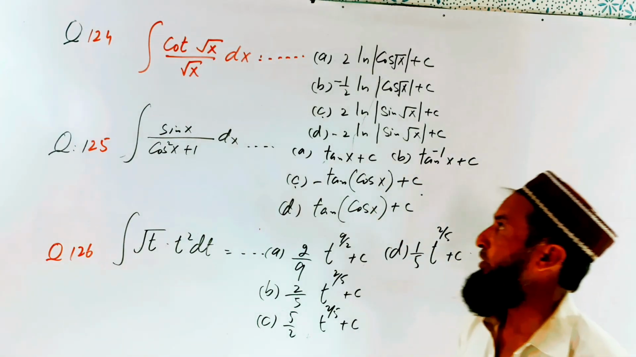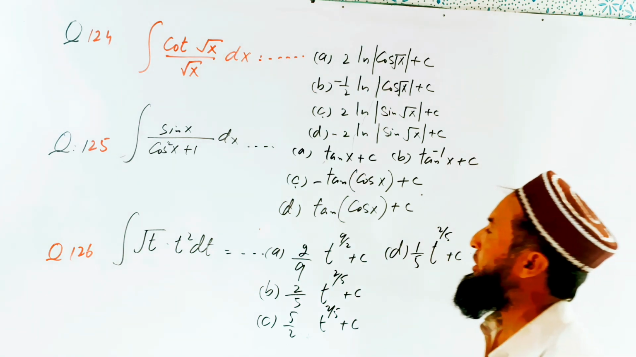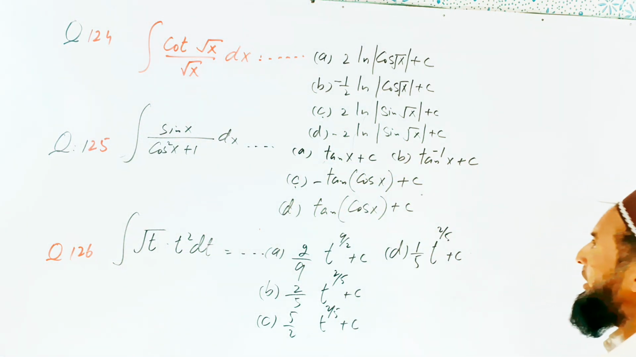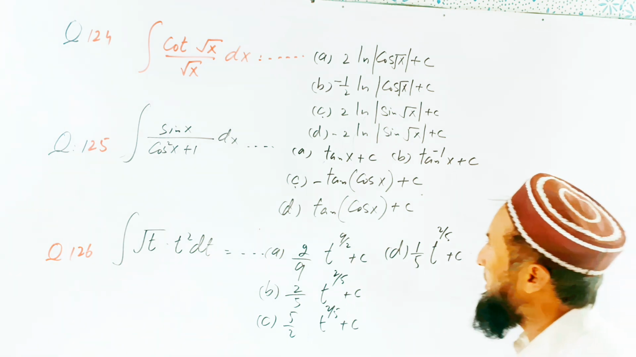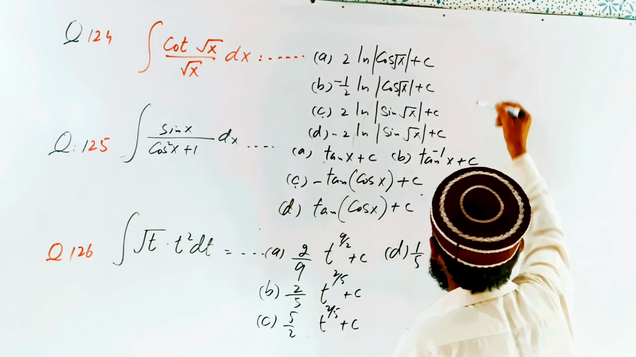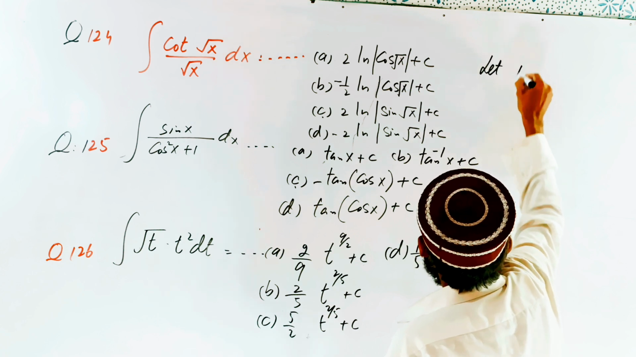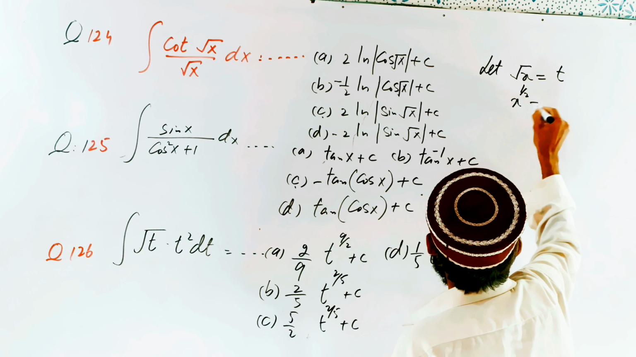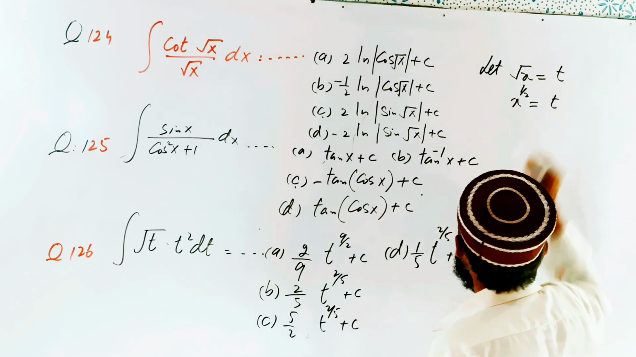Number 124, integration of cotangent under root x divided by under root x dx. Here we are using the substitution method. First of all, we suppose that under root x is equal to t. Under root x we can write as x to the power 1 by 2.